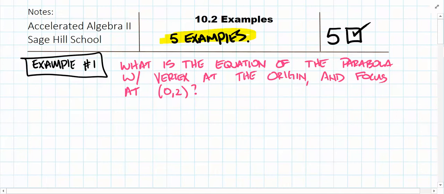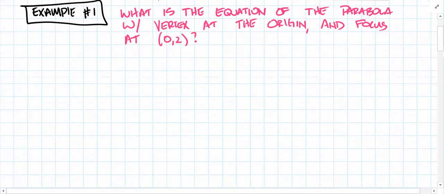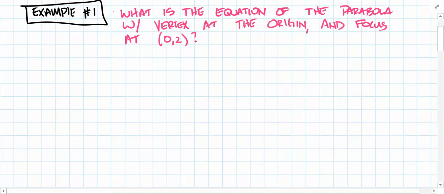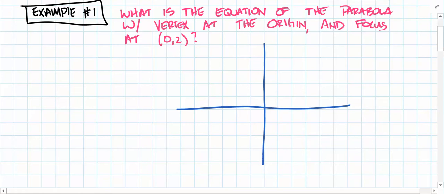So we're going to come up with problems like this. What is the equation of the parabola with the vertex at the origin and the focus is at 0, 2? So let me move up a little bit here. So here's how I suggest that you do all of these problems. Okay, and I'll do this in blue for you. The first thing that I think you should do is you should draw a graph to help you figure out where things are.